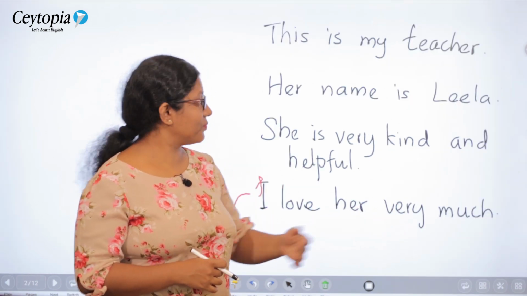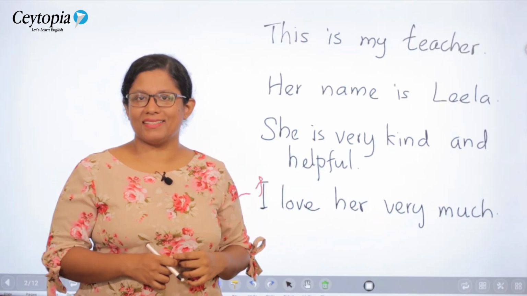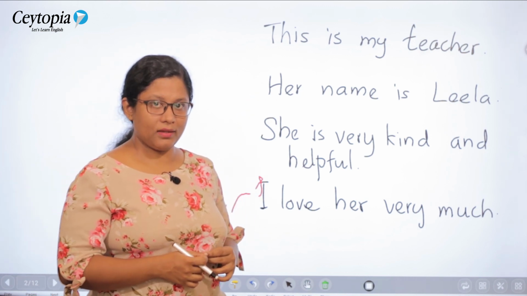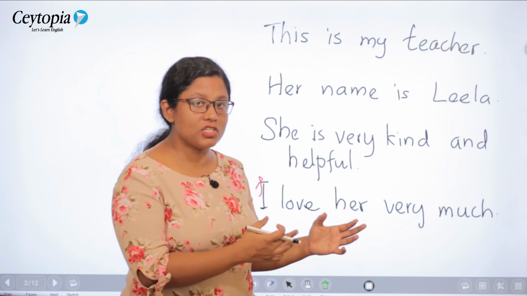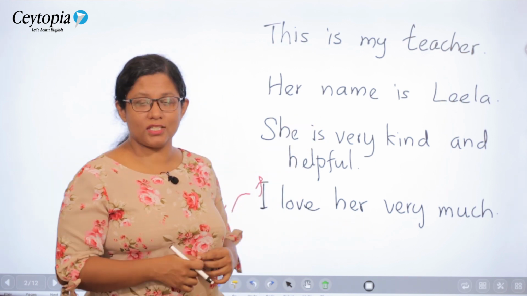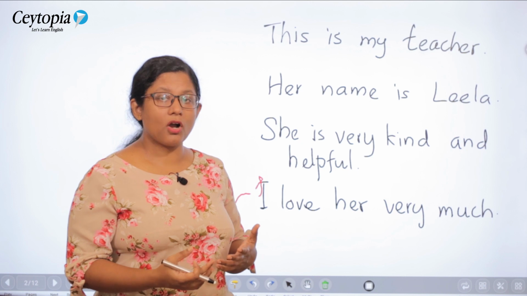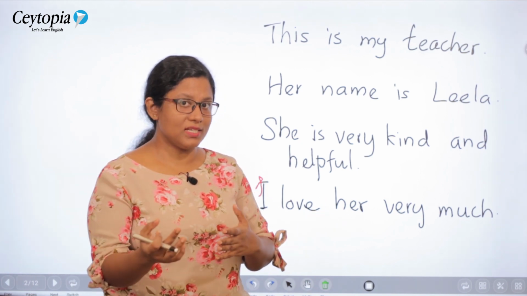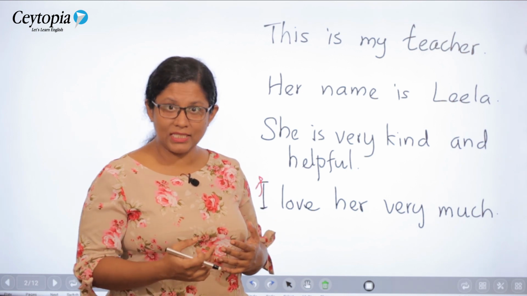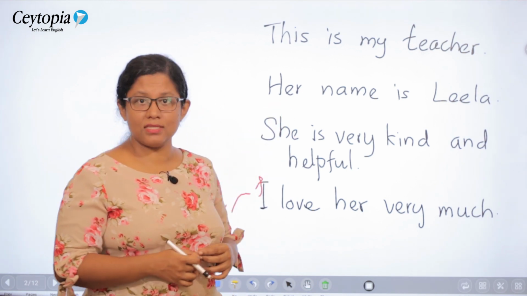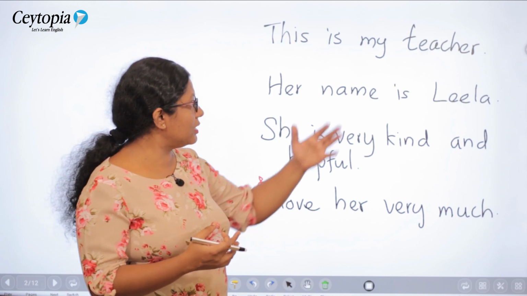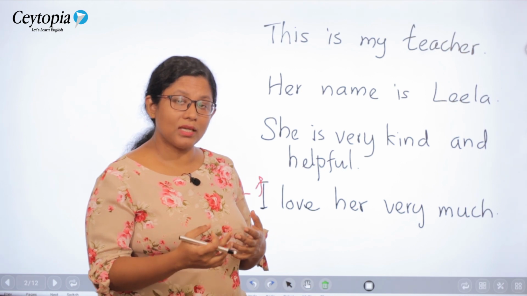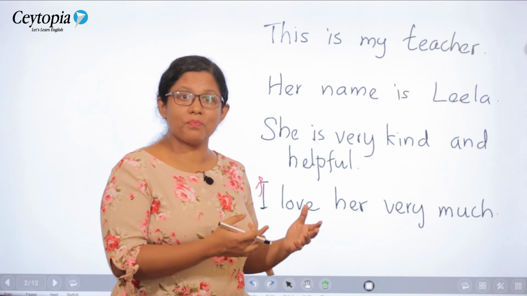This is my teacher. Her name is Leela. Right. "This is my teacher" is the opening line where you introduce your teacher to your friend. And later on you are going to give further information about your teacher. So now your listener knows that you are talking about your teacher. So in the second sentence you are not going to use the words "the teacher" again and again. Instead of that you are using another word, which is a pronoun.